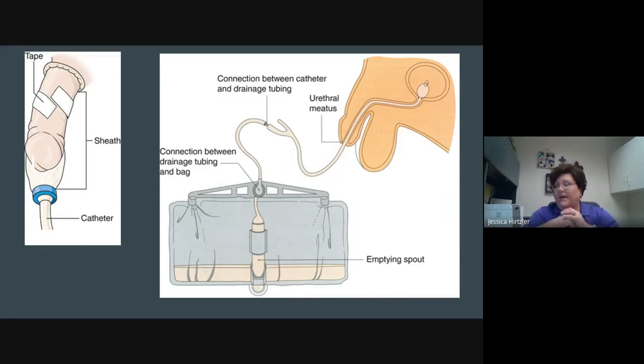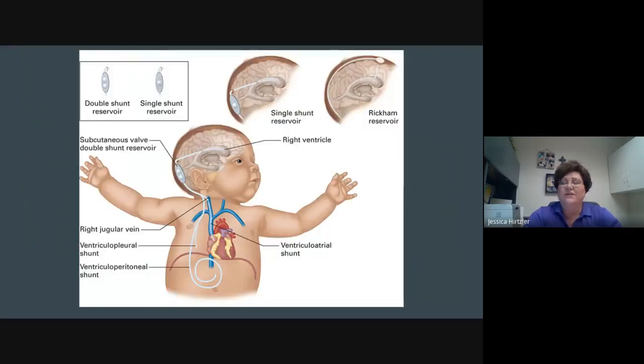When dealing with a patient with a Foley catheter, make sure you put that catheter bag lower than the level of your patient. If you set it on your patient, or God forbid, you hang it above the patient, it's going to backflow into their urethra and so forth and so on. It can cause severe infections. So make sure that catheter bag is always lower than the level of your patient.